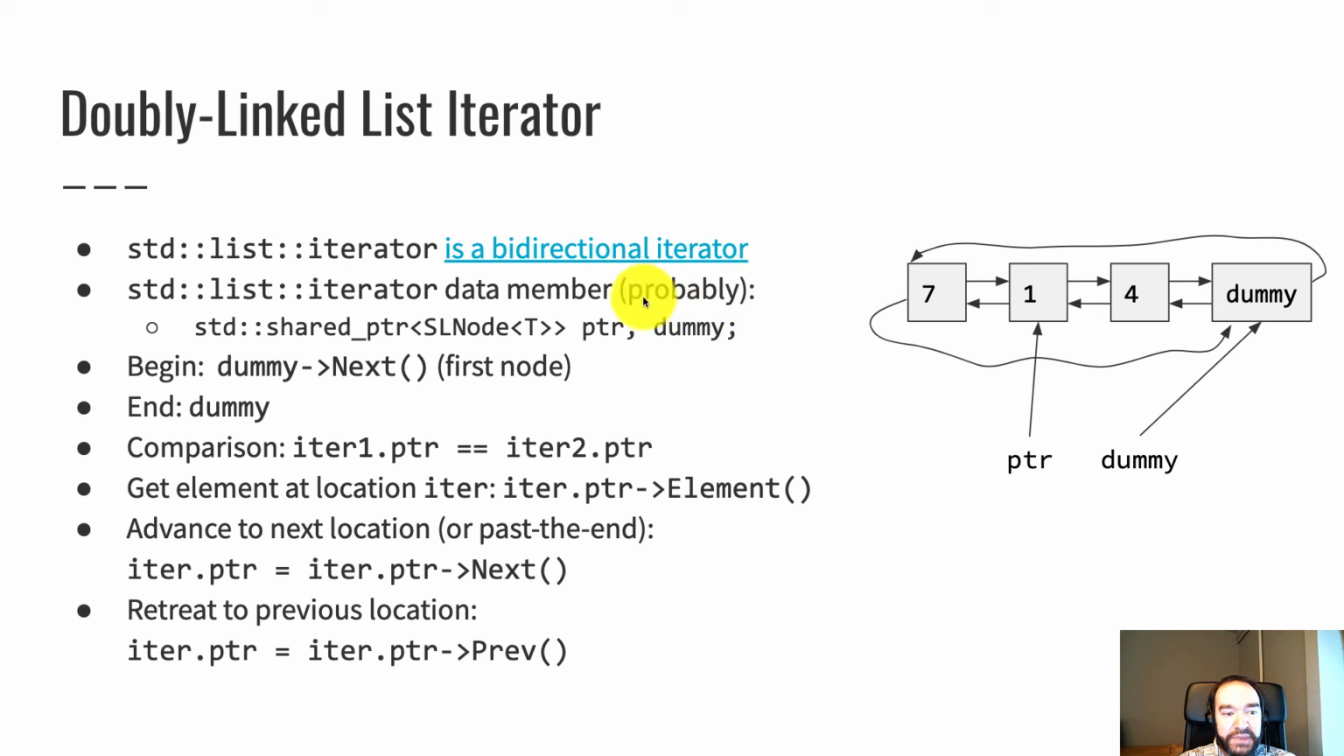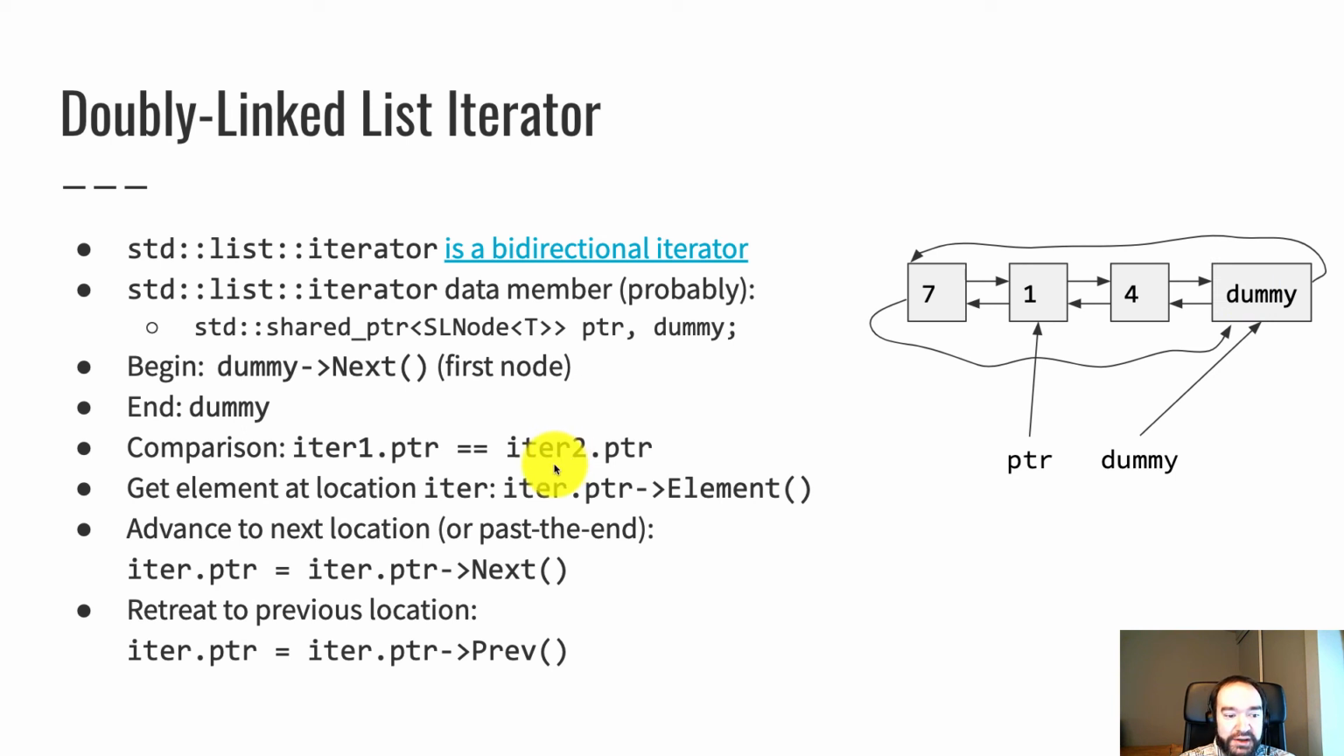So the implementation of this probably has a pointer to a node. An iterator needs to know what node it's at right now, and it also needs a pointer to the dummy node so that it can tell when it's reached the dummy node. In order to start at the beginning, we would just create a pointer to the first node, which is dummy's next. To create the past the end location, we'd give a pointer to the dummy. We can compare two iterators by checking whether their pointers point to the same node.